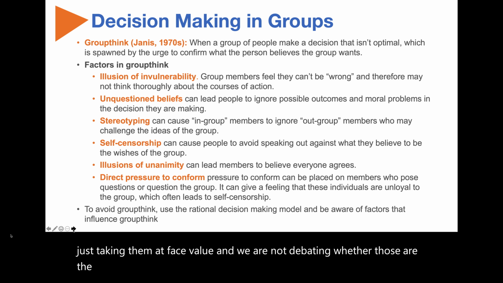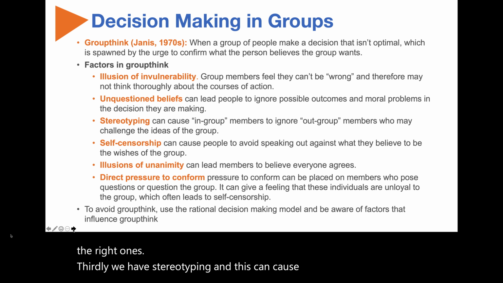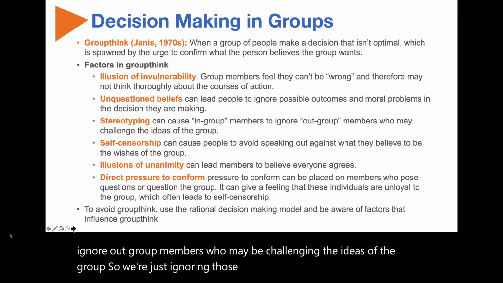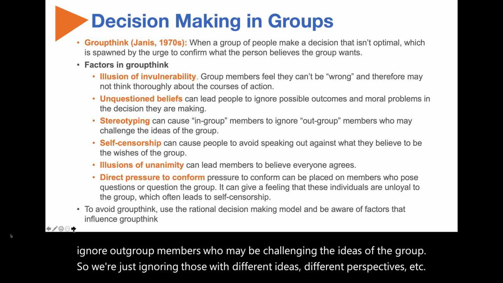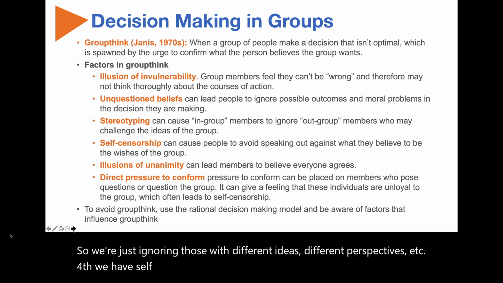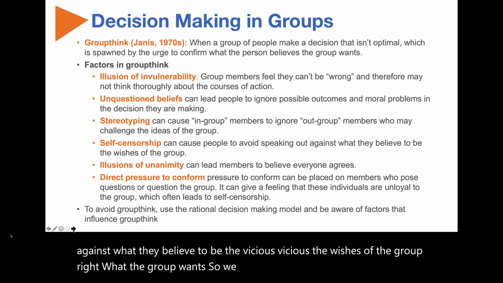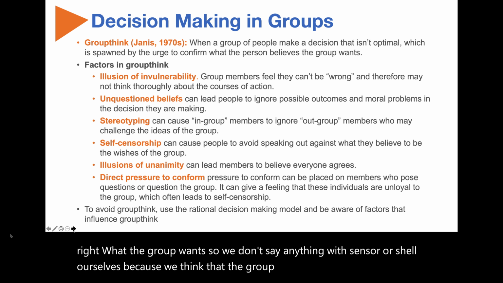Thirdly, we have stereotyping, and this can cause in-group members to ignore out-group members who may be challenging the ideas of the group. So we're just ignoring those with different ideas, different perspectives, etc. Fourth, we have self-censorship, which can cause people to avoid speaking out against what they believe to be the wishes of the group, right? What the group wants. So we don't say anything. We censor ourselves because we think that the group doesn't want to hear it.